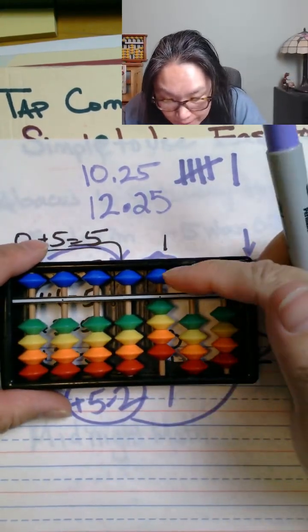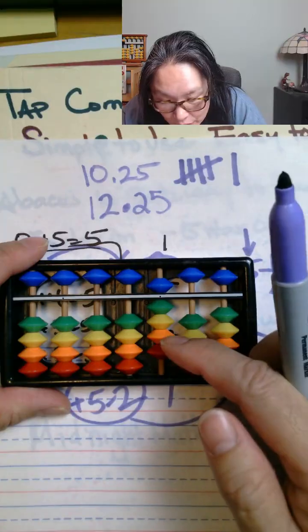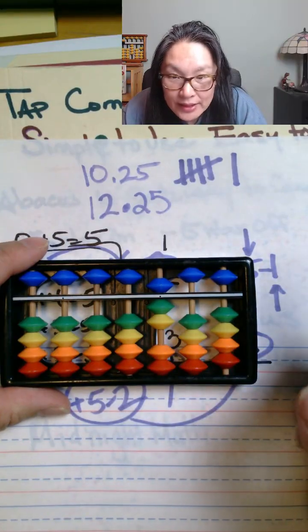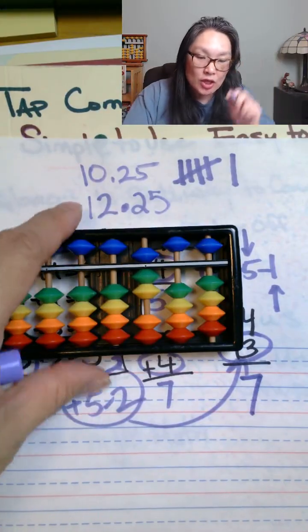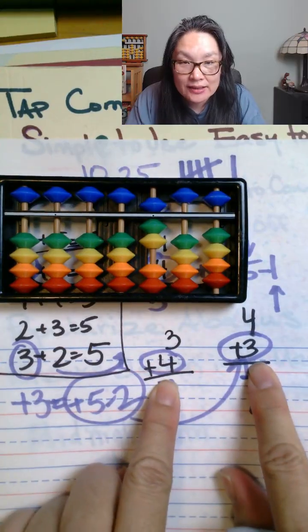plus the 5 minus the 2. My answer is 7. The answer is the same, but to get there is different. So you want to pay attention to the add-ins.